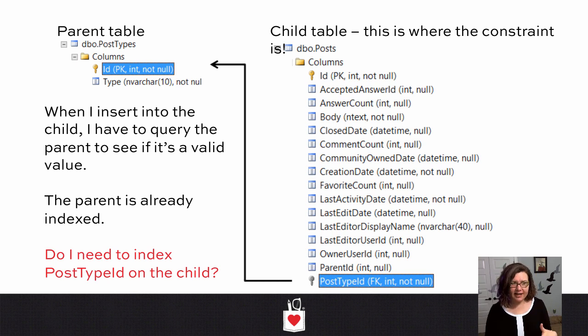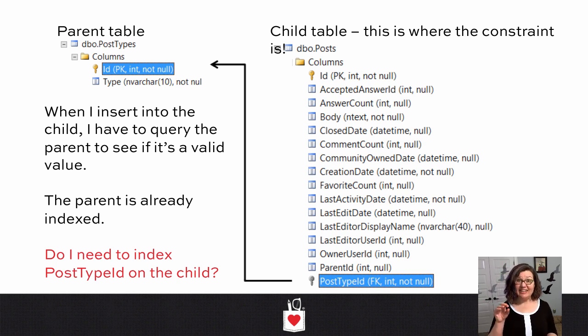In our case, our parent table, ID is already a clustered primary key. We already have an index on the parent table on ID, and if we're going to query the parent table, yes, we can go straight to that ID. When people ask this question about indexing the foreign key, what they're really asking about is on the child table, on PostTypeId in this example, do I really need to index PostTypeId? And the answer is usually, but maybe not always, but there are good reasons you might want to.